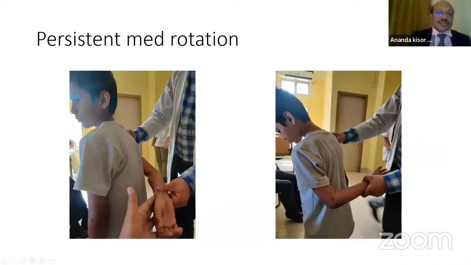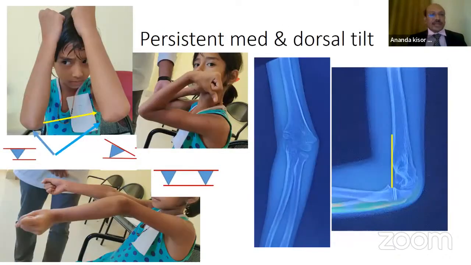And this is the test. This is basically the Gerber's test. Basically, you can check the internal rotation of the shoulder in this way, as you can check the subscapularis. This is actually Gerber's test. We have to check. See, the internal rotation is much more. The limb is coming far away from the trunk on this side in respect to the normal side. So this indicates the persistent medial rotational component of the supracondylar fracture.